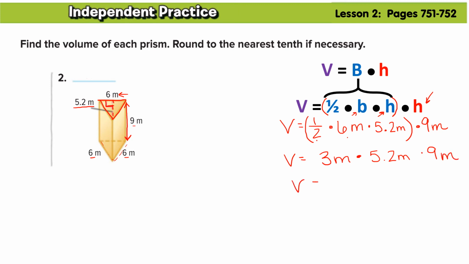So volume equals 3 times 5.2 is 15.6 meters squared, times 9 meters. So volume equals 140.4 meters cubed.